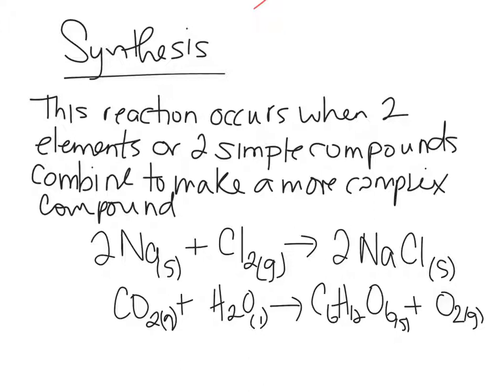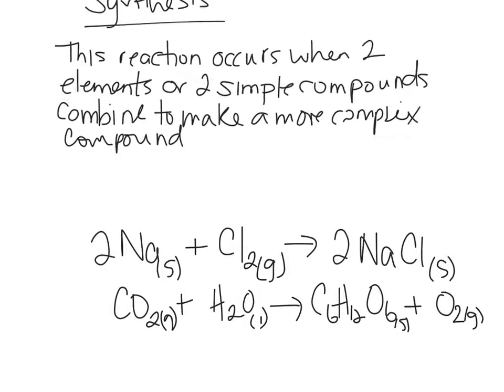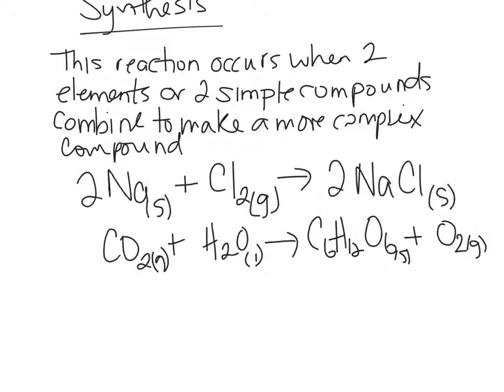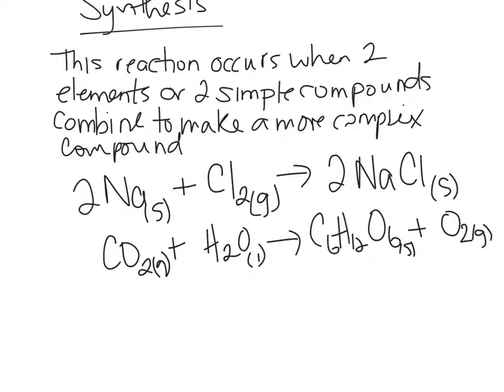It's a 6 with an S. It's a solid. Sorry, it's a solid. I'm trying to do this quickly. Okay. Don't be put off by the fact that there's two products. You are making a more complex compound from two simple compounds. The oxygen is an element waste product.